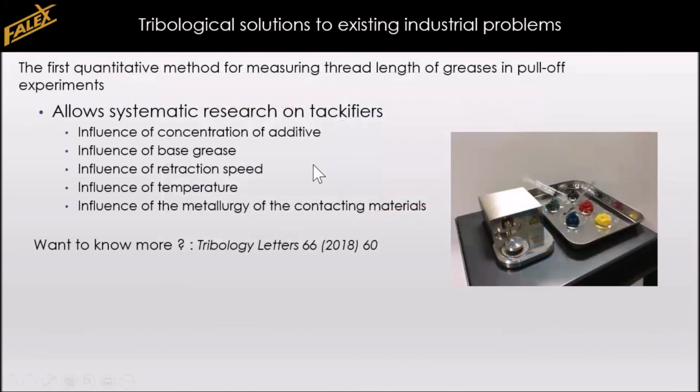So this first quantitative method for measuring the thread length of greases in pull-off experiments allows us to systematically research the effects of a lot of factors on tackiness. We can look at concentration of an additive, the influence of the base grease, the influence of retraction speeds and temperatures, and we can even change the probe, so we look at the influence of the metallurgy of the contacting materials. A lot of work has been done on this application already, and there is certainly a lot more details available in literature if you want to know more about this.